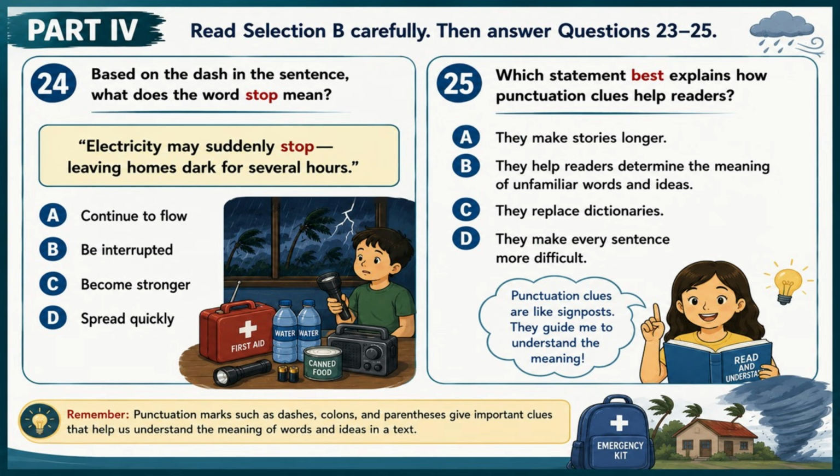Number 25. Which statement best explains how punctuation clues help readers? A. They make stories longer. B. They help readers determine the meaning of unfamiliar words and ideas. C. They replace dictionaries. D. They make every sentence more difficult.